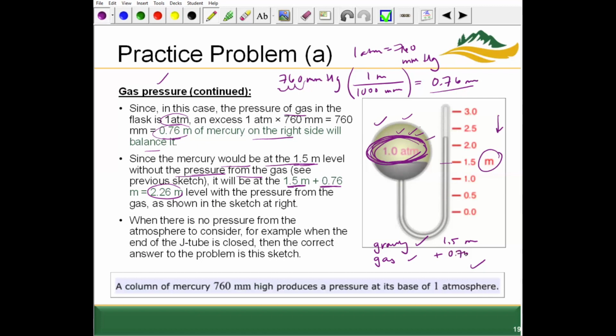So that's 0.76 meters. From the gravity and gas in the flask, we get a 2.26 meter level for the mercury. When there is no pressure from the atmosphere to consider, for example, when the end of the J tube is closed, then we know that no atmospheric pressure will be a consideration in the mercury level. So when this is a closed tube, we are only concerned about gravity and the pressure of that gas. So for a closed J tube, the mercury level is going to be at 2.26 meters.